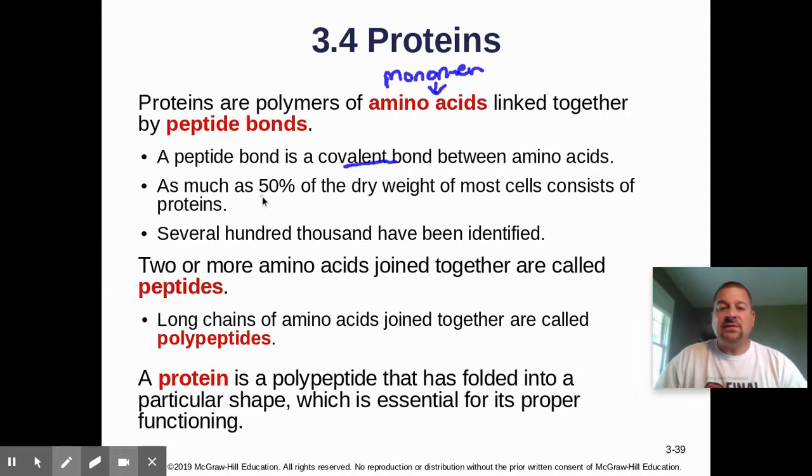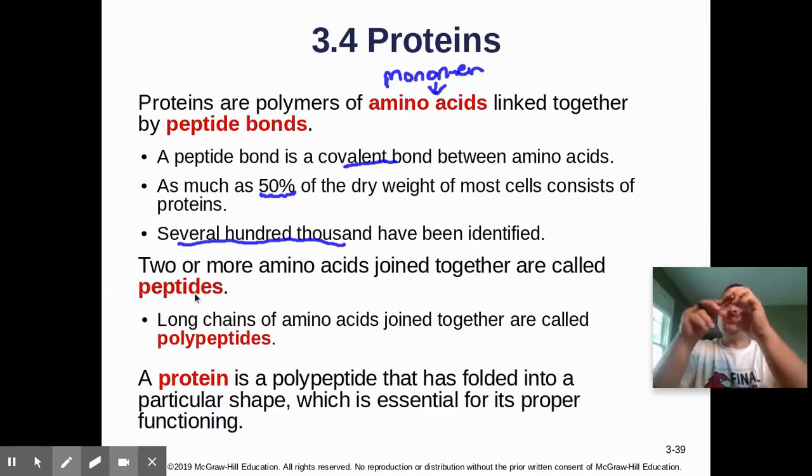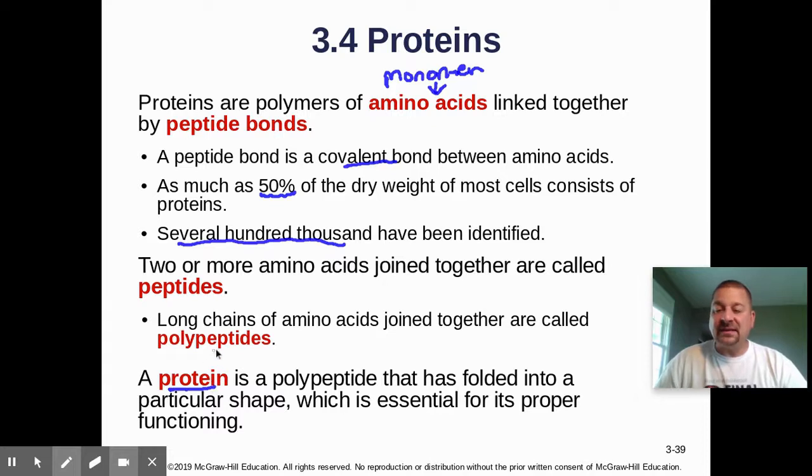If you take any living tissue, about 50% of that dry weight is proteins. Proteins have many important functions. There are several 100,000 that have been identified in living things, and there could be a lot more. Two or more amino acids joined together are called a peptide. When you start stringing a whole bunch of amino acids together, you get a polypeptide. When that polypeptide assumes its final shape, we call it a protein. Or certain proteins might actually be several polypeptides joined together in their final functioning form.